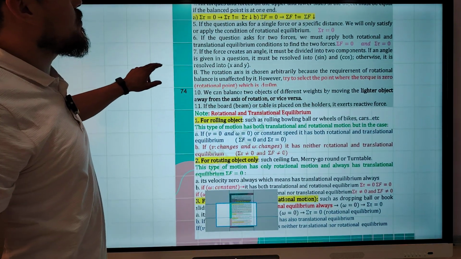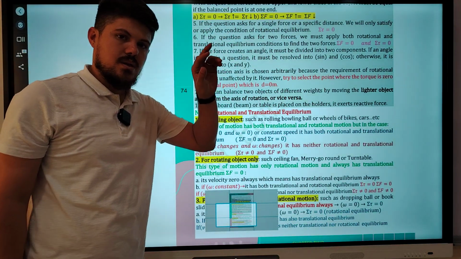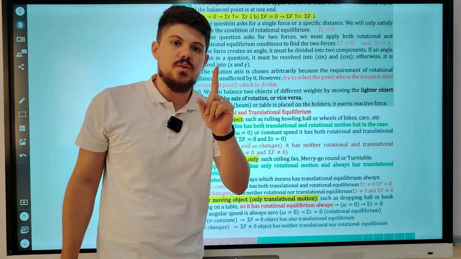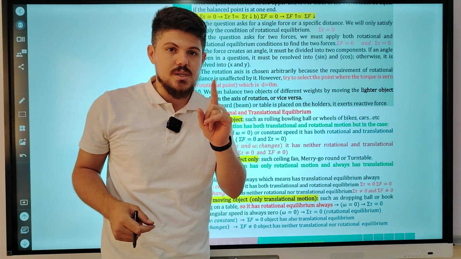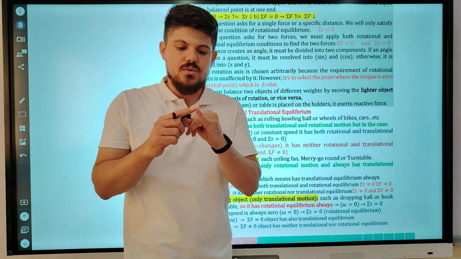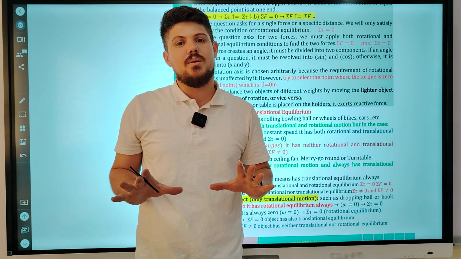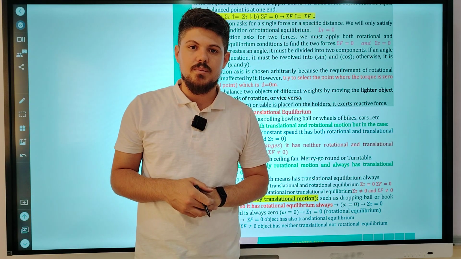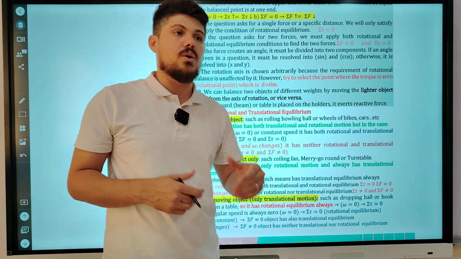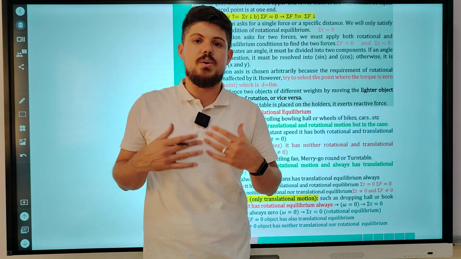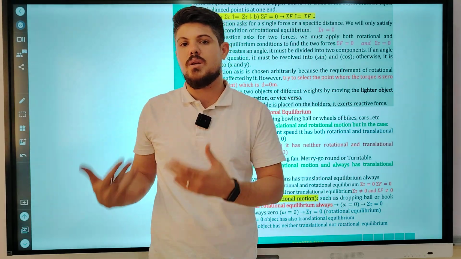If the question asks us to find only one force, because sometimes two forces are unknown. But in the case when only one force is unknown, you have to use only the rotational equilibrium without using translational equilibrium. Okay? You have to use the rotational equilibrium only, because sometimes for some questions we have to use both rotational equilibrium and translational equilibrium.